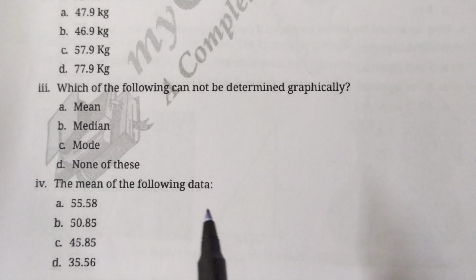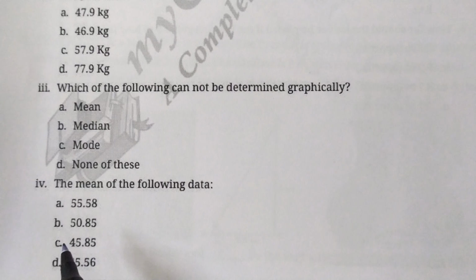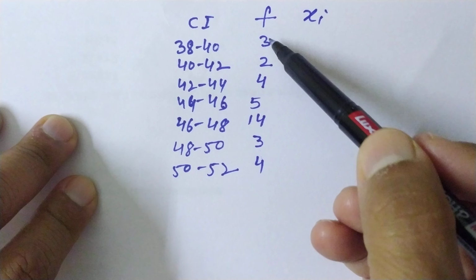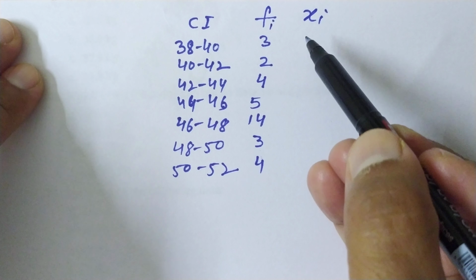Now the fourth part is the mean of the following data. So for finding the mean, we have to draw this table again and find out the mean. Let's start. So this is the table, Ci then Fi we have drawn. Now for finding mean, we have to find out Xi also. This is called mid value.